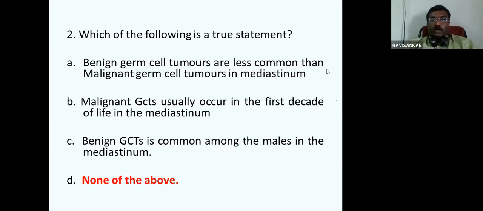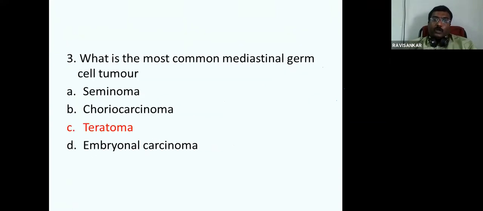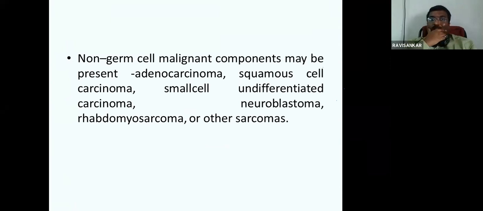So benign germ cell tumors are commoner than malignant germ cell tumors in the mediastinum. Malignant germ cell tumors usually occur in the second to fourth decade of life. Benign germ cell tumors being common among males? No, benign germ cell tumors are equal among the genders. Most common mediastinal germ cell tumor is teratoma. The malignant components can also rarely have associated other malignant components like adenocarcinoma and squamous cell carcinoma.